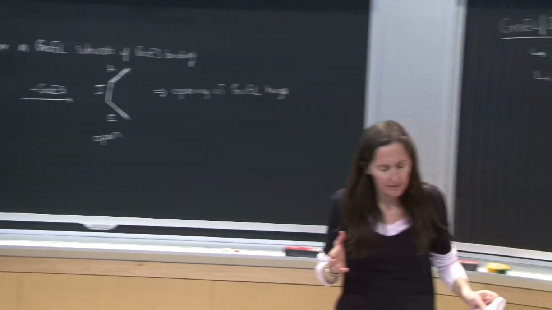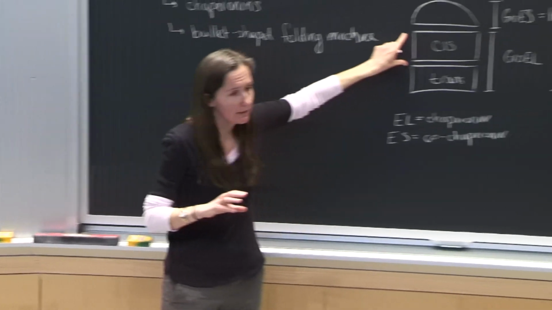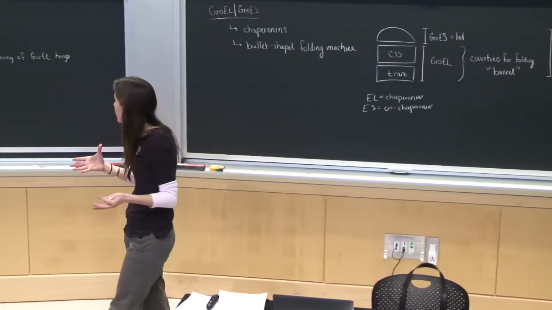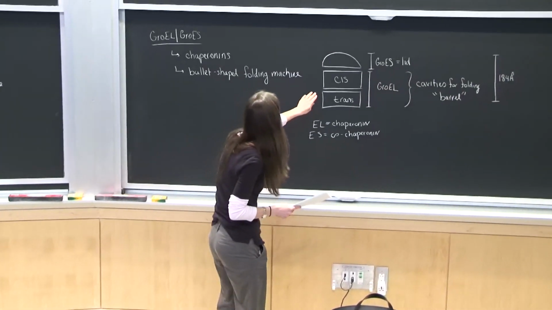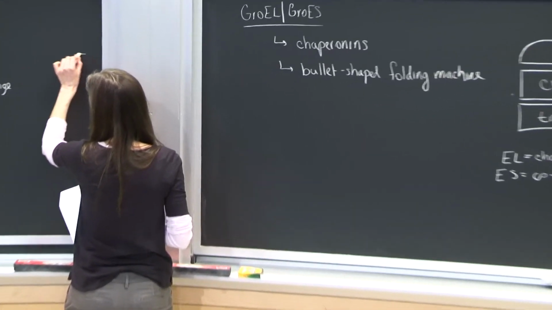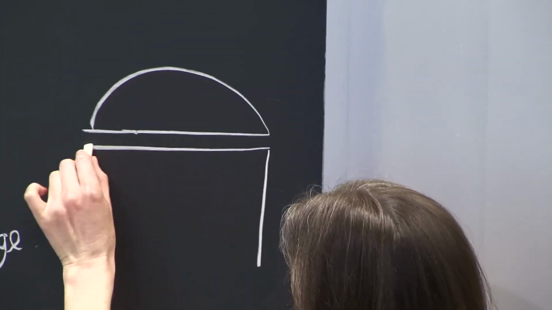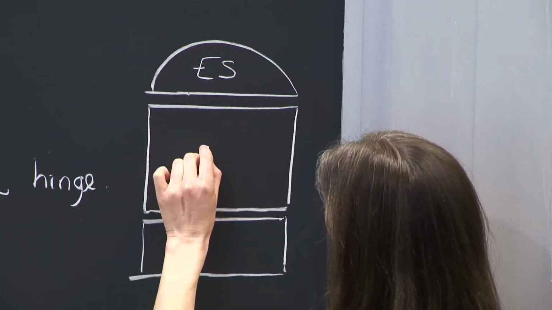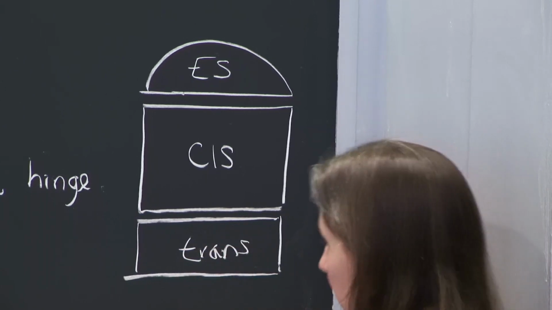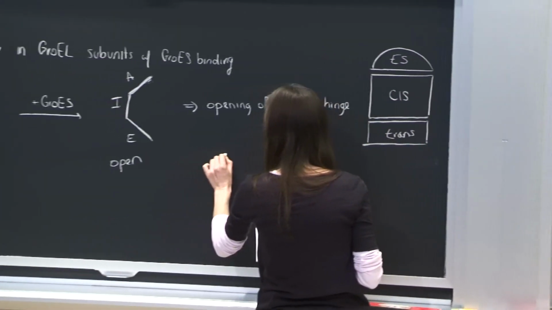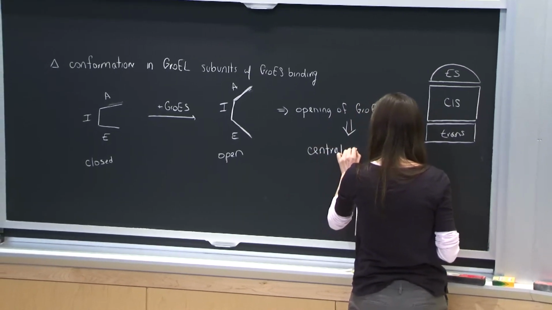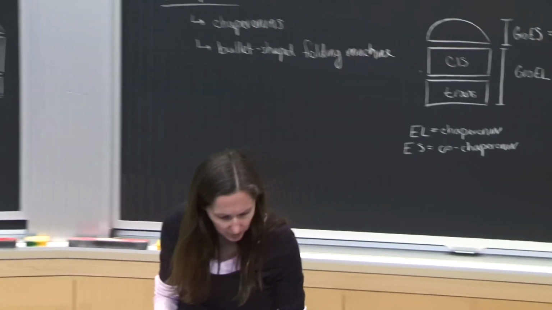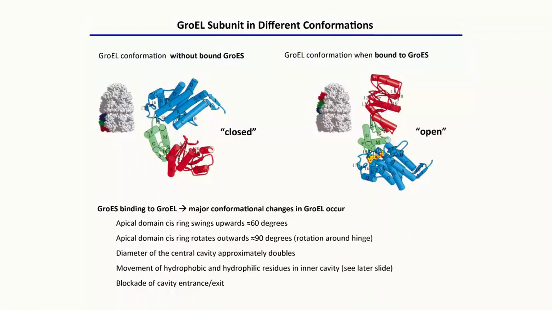Okay, and so the consequence of this is that when the lid binds to this cis cavity, the size of this central cavity expands dramatically. So it basically doubles. And that's something that's not clearly indicated here. So we can modify the cartoon. Okay. Here. Okay. So let's take a look and then talk about why that's important.